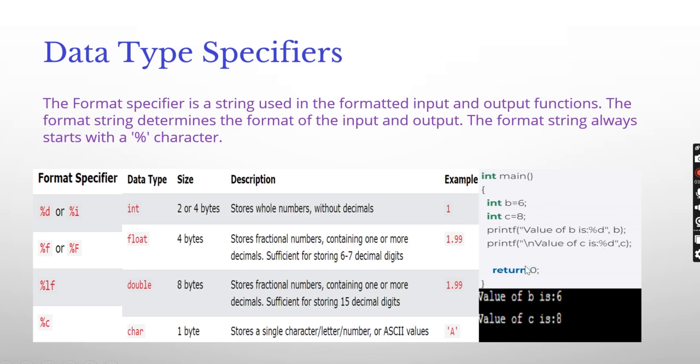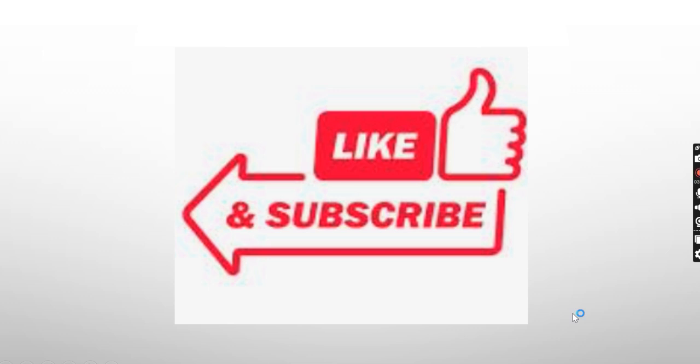So this is the example from C language. Here we use this percentage d and it defines that the value is 6. It is taken from here, which we have initialized.